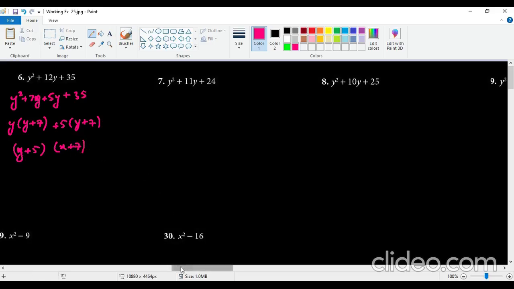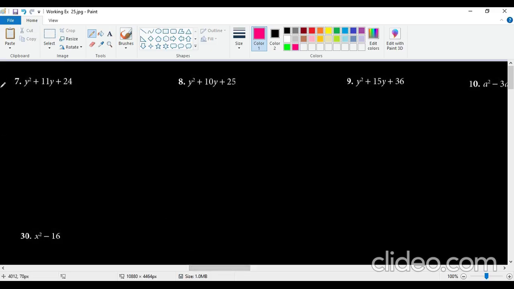When it comes to question number 7, I will write y square and plus 24 this way. And I know very well 3 times 8 is a 24 and 3 plus 8 is an 11. So I will write 8y plus 3y, and y is common in the first two. So y plus 8, copy down once again. Now look at the third term, plus 3 here, and y plus 3 and y plus 8 is going to be the answer for question number 7. Moving on to question number 8.